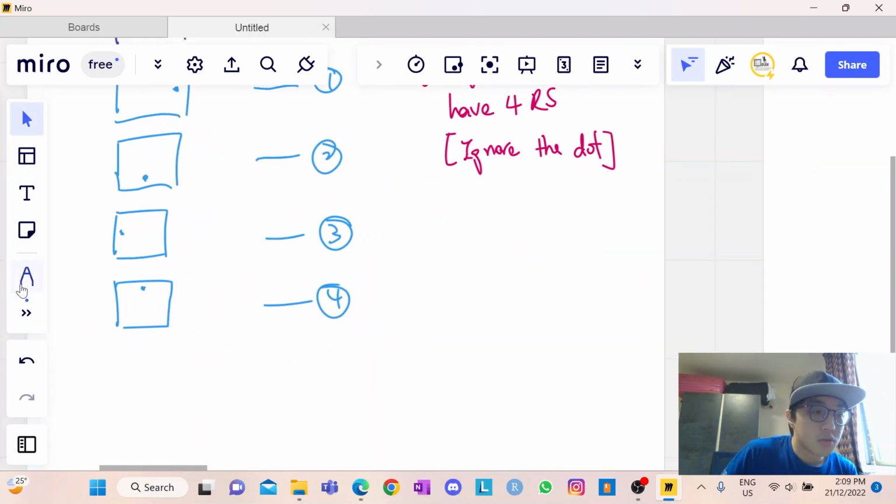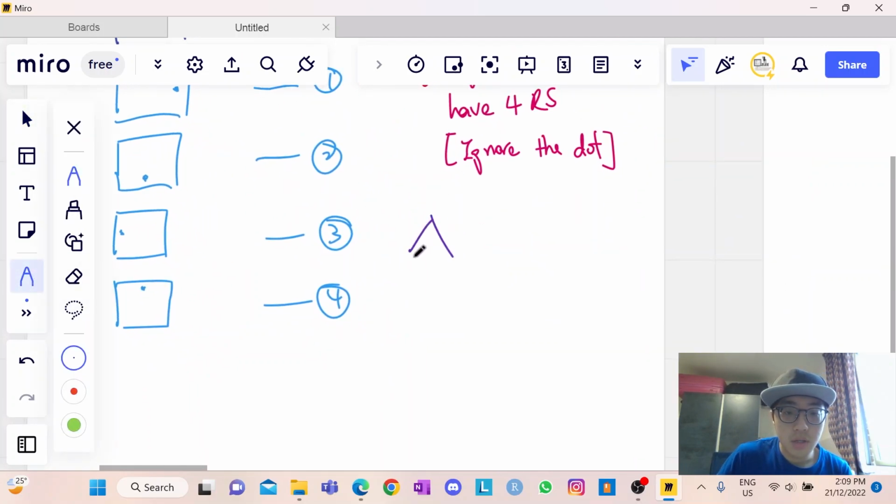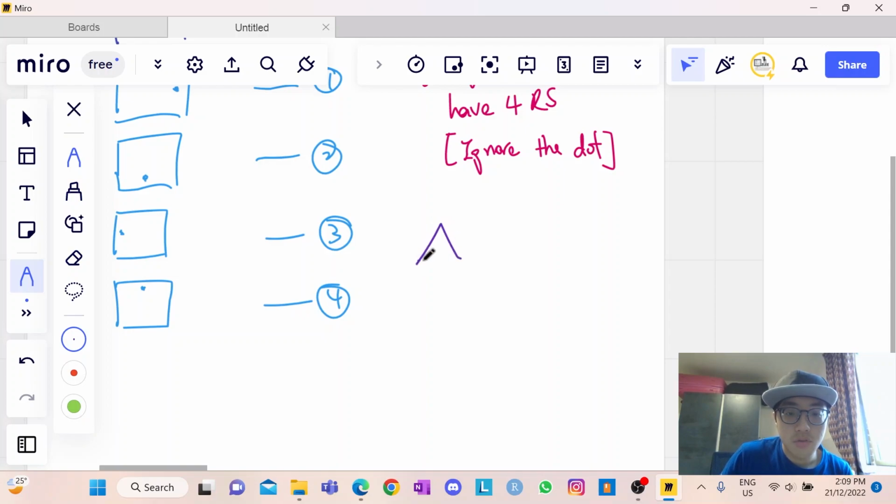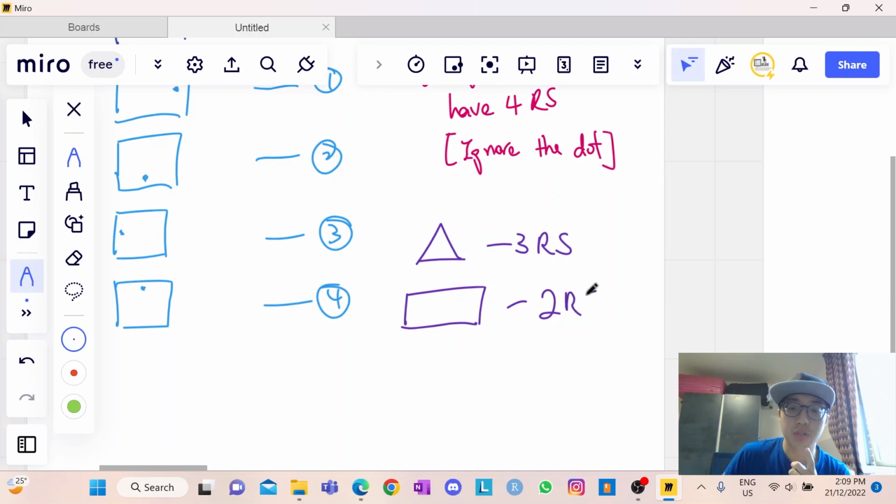Okay, no. So the triangle, you can do it as a practice yourself. Triangle, oh my gosh, this is ugly. The triangle has 3 rotational symmetry. And the circle, you can say it has infinite, or I don't know whether 0 is counted, but I would say it's infinite. All right, and let's say a rectangle.